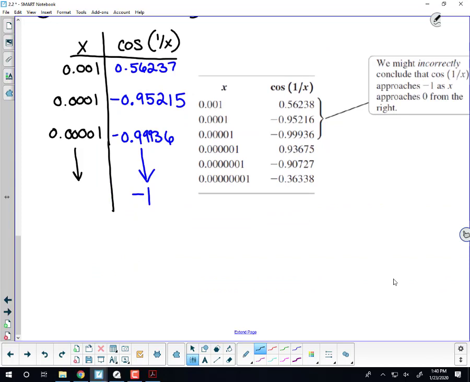So if we went a few more, with 5 leading zeros, we're back up to a positive 0.9. Then we're down to negative 0.907. Even closer to 0 from the right, we're at negative 0.3. So we see those values are just oscillating between positive and negative. They're not honing in on one particular value, right? So this isn't actually the limit.